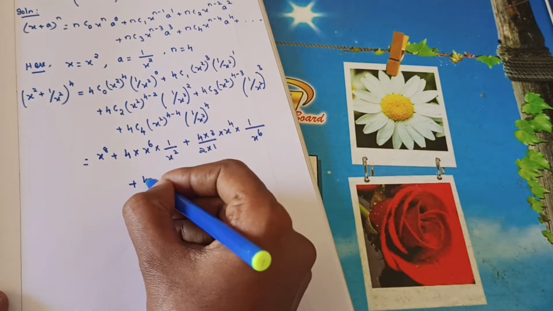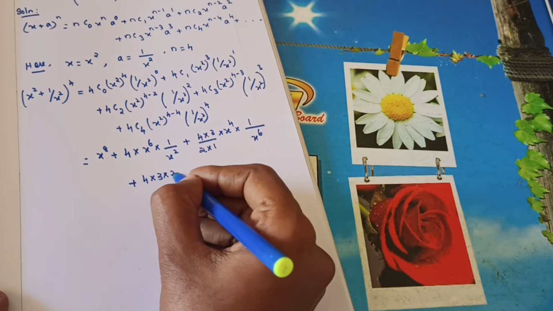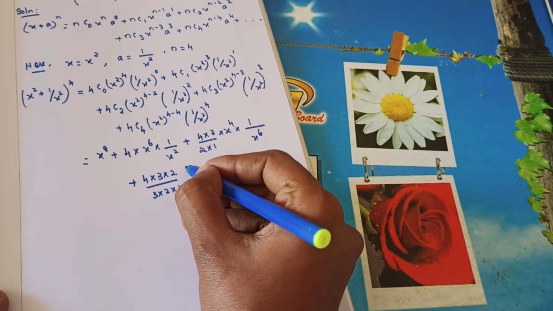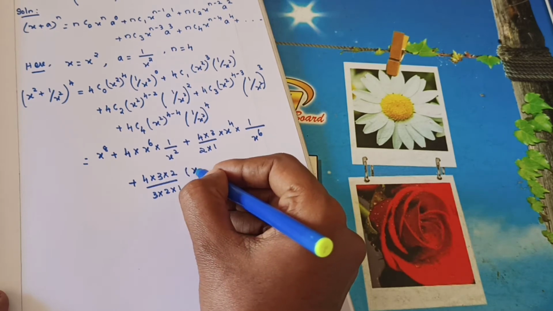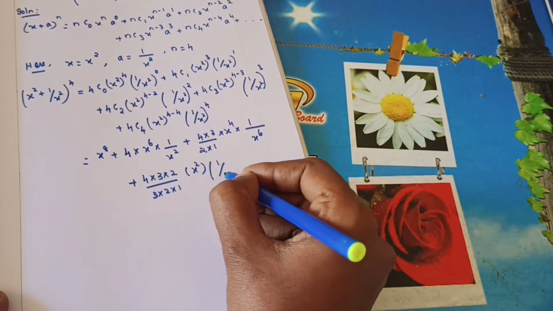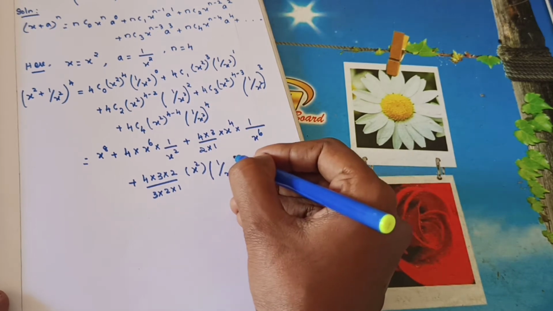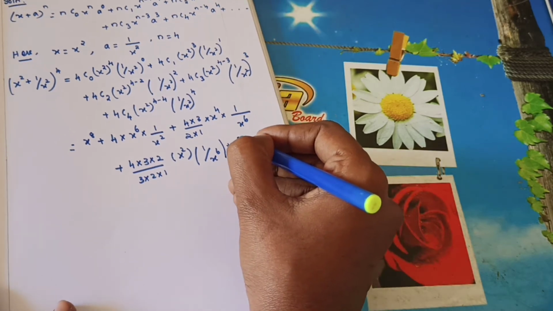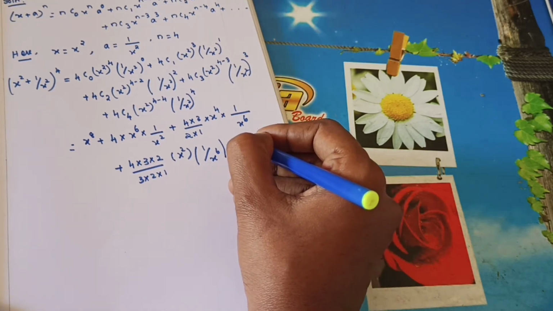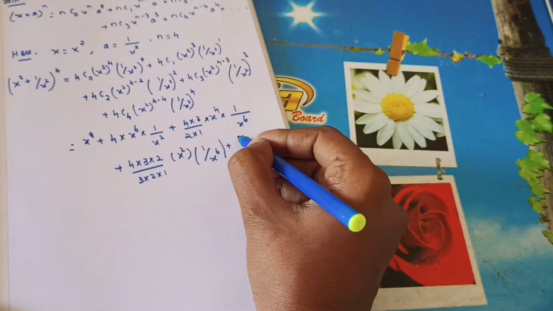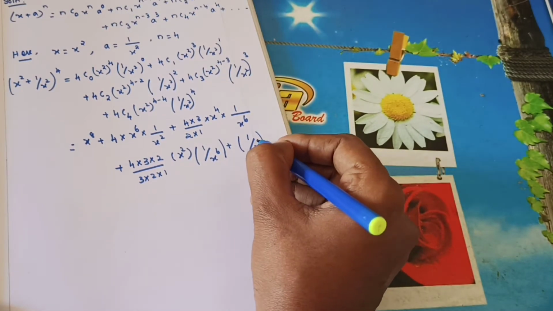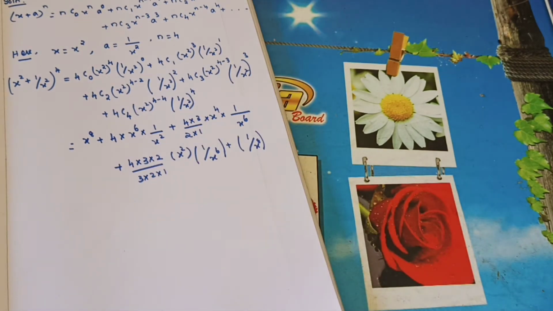Next term, 4C3, that is 4 into 3 into 2 divided by 3 into 2 into 1, x square the whole power 1. The value is x square into 1 by x square the whole power 3. The value also 6. Then last term 4C4, the value is 1, is it right? x square the whole power 0. 4 minus 4, 0 will get us 1. So last term, 1 by x the whole power 8. Okay, sorry, 1 by x power 8.